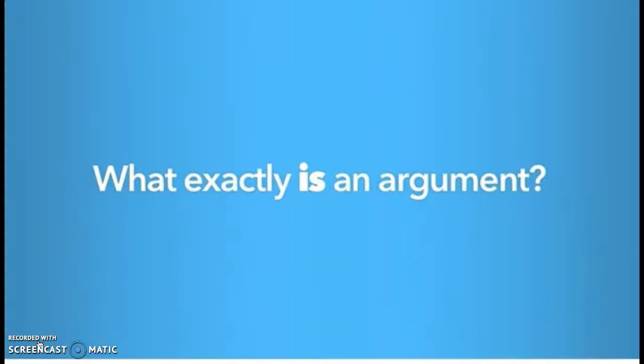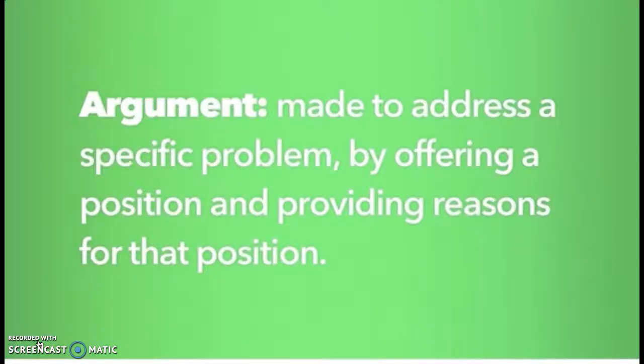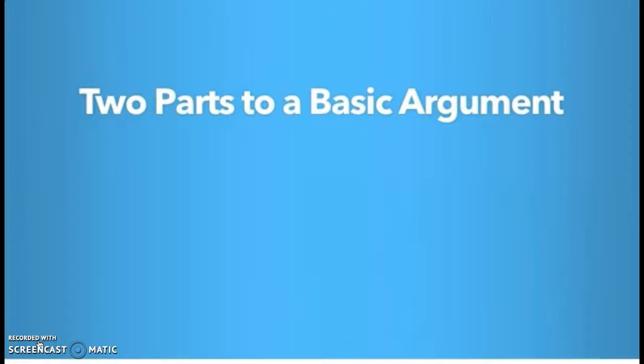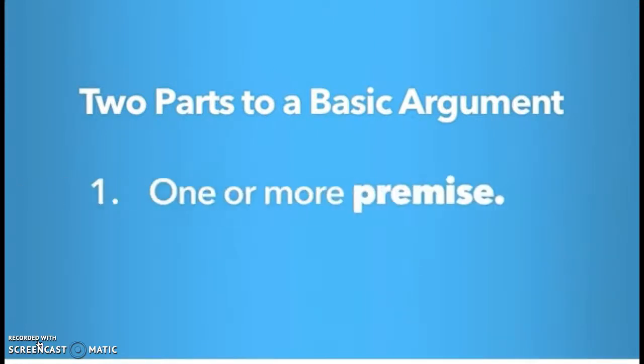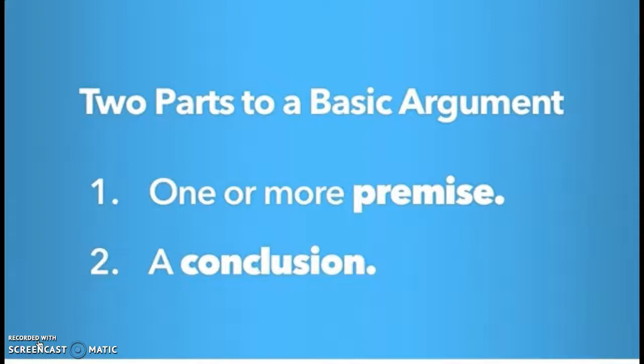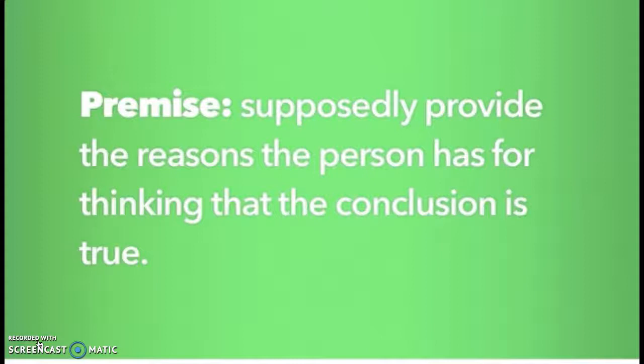So, what is an argument? First, it's important to recognize that an argument is made to address a specific problem or issue by offering a position on the problem or issue and providing reasons for that position. At its most basic, an argument consists of two parts: one, one or more premises, and two, a conclusion. These two parts must work together in order to offer a particular stance or position on an issue or problem and form an argument.